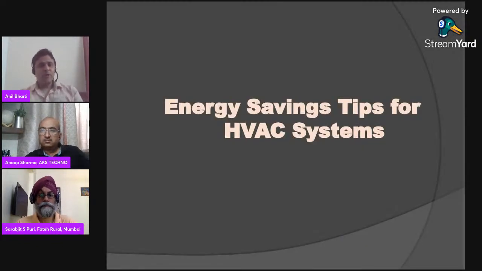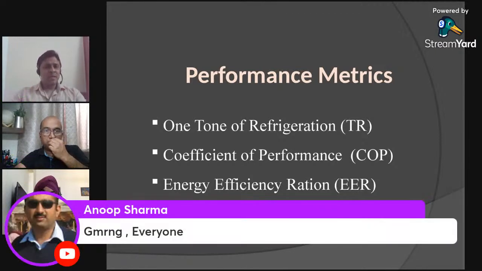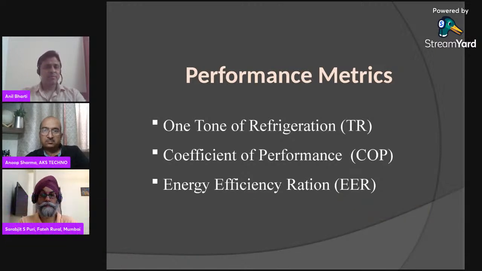Now next we will move on to the energy saving tips for HVAC systems. So these are a few very important terms that are related to energy efficiency. First one is 1 ton of refrigeration, which is abbreviated as TR. Then second is the coefficient of performance, which is abbreviated as COP. And third one is energy efficiency ratio, EER.